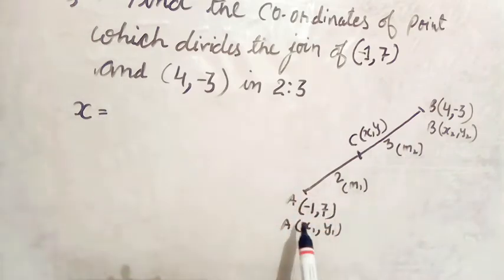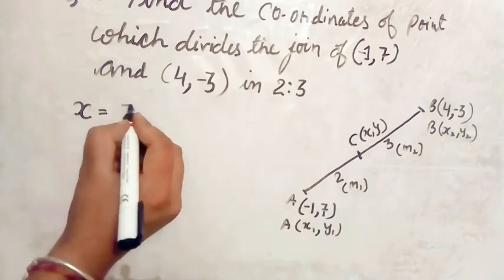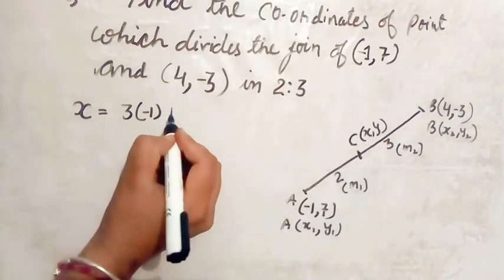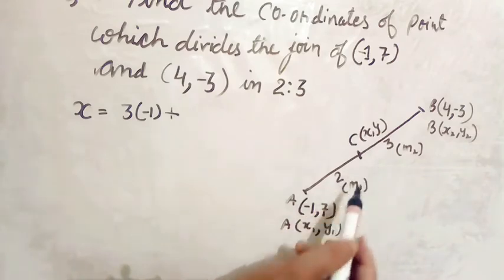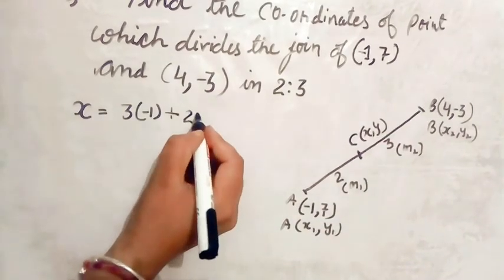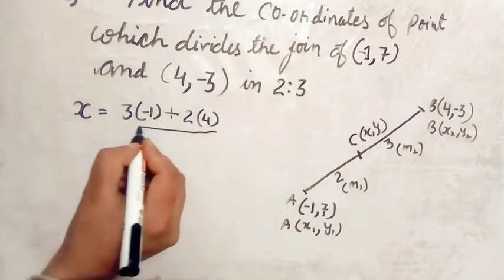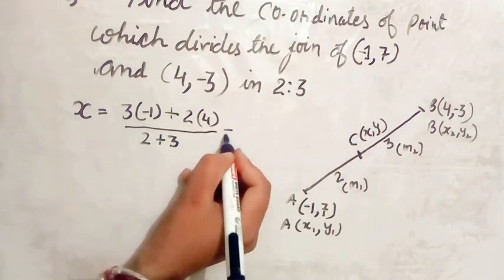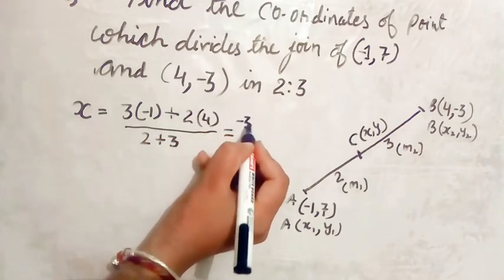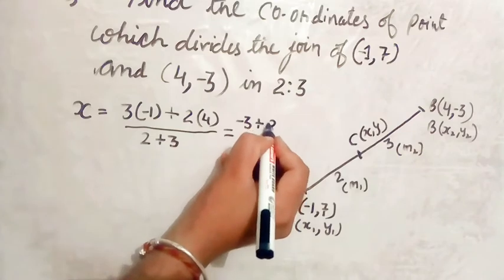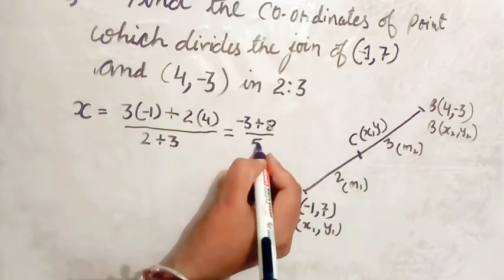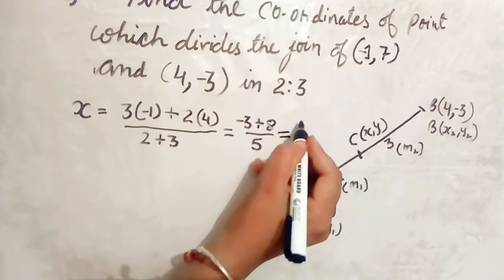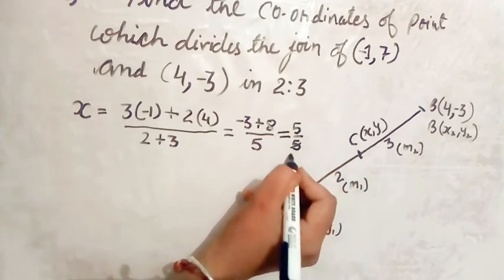So x will be m2x1, that is 3 multiplied by -1, plus m1x2, that is 2 multiplied by 4, whole upon m1 plus m2, that is 2 plus 3. Simplify it. 3 multiplied by -1 will be -3 plus 2 4s are 8, whole upon 2 plus 3, 5. So -3 plus 8 equals to 5 upon 5, that is equals to 1.